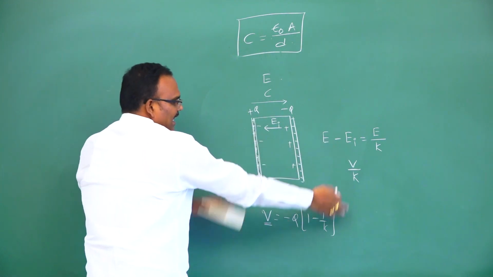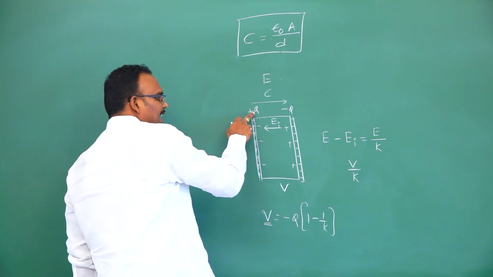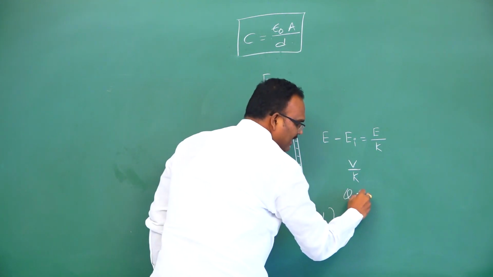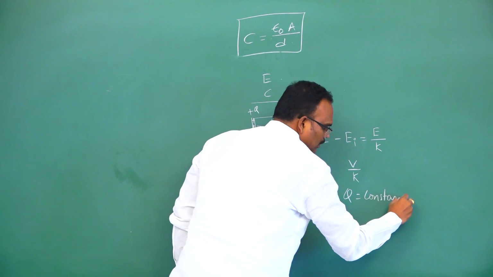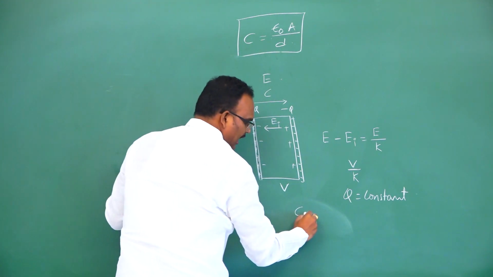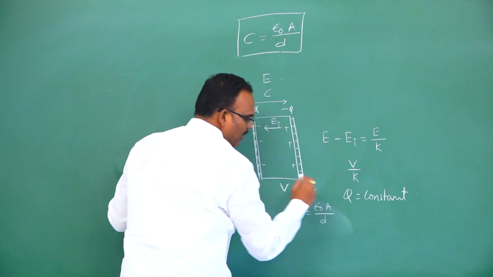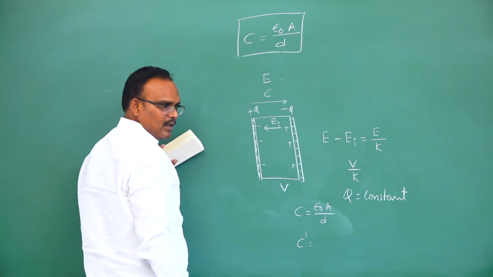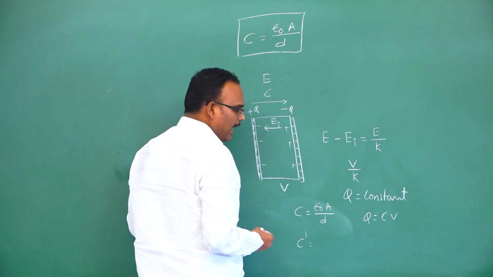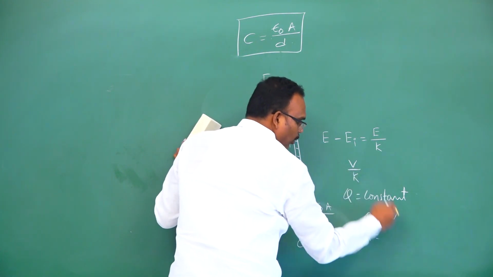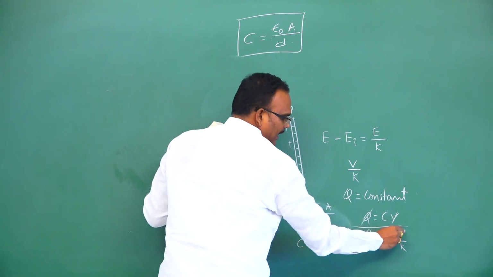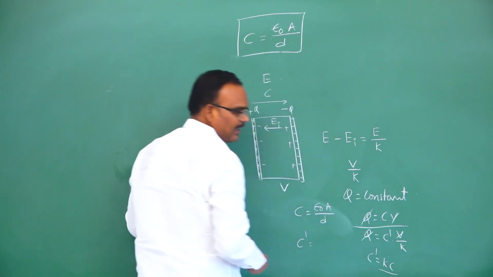See here, nothing is connected to the capacitor. That's why neither an increase nor a decrease in charge takes place on the capacitor plate. Charge remains constant. So now I will calculate the new capacitance. For example, initial capacitance is C is equal to epsilon naught A by D. Now you have to calculate the new capacitance. See, we know from the expression Q is equal to CV. Charge remains the same, but potential now becomes V by K. That means the new capacitance is C dash. If you simplify, you will get C dash is equal to Kc.